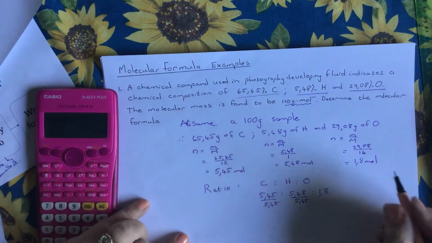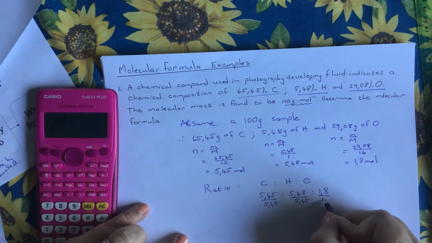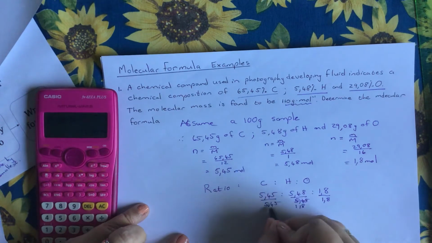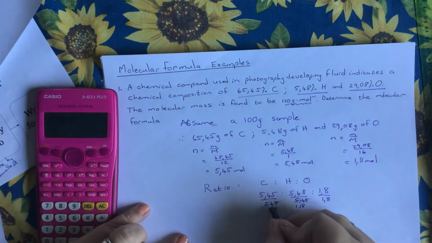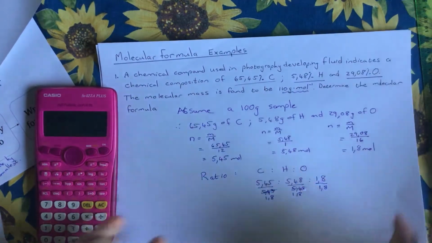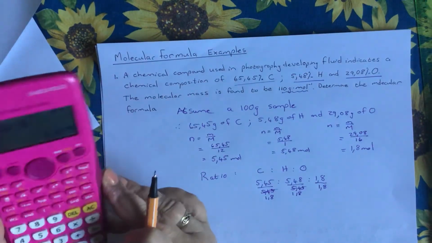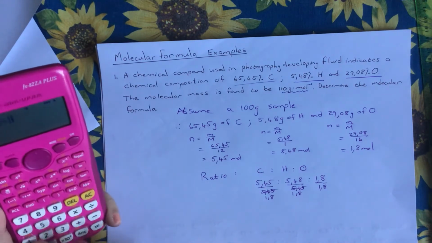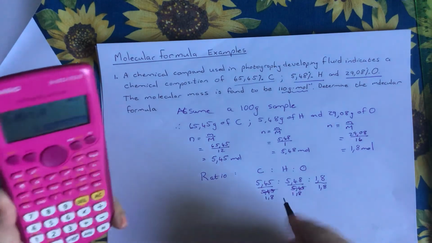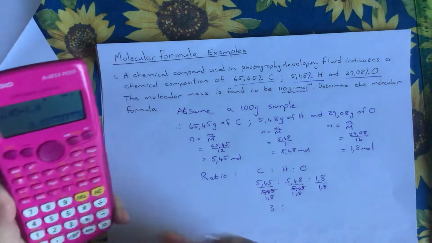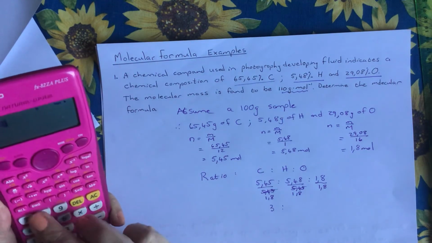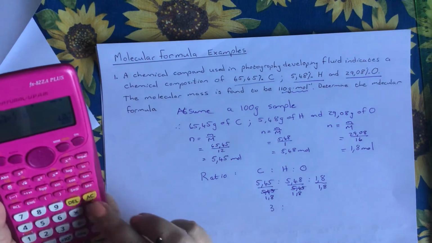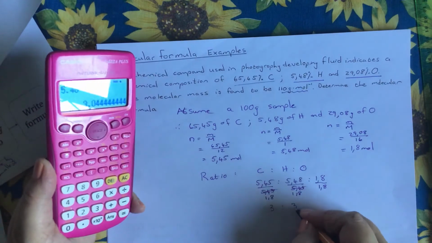Sorry, I made a mistake. It's actually 1.8 that is the smallest. That was a bit silly. Right, so 5.48 divided by 1.8 equals 3. I'm sure this one will also work out to be 3. Indeed, and 1.